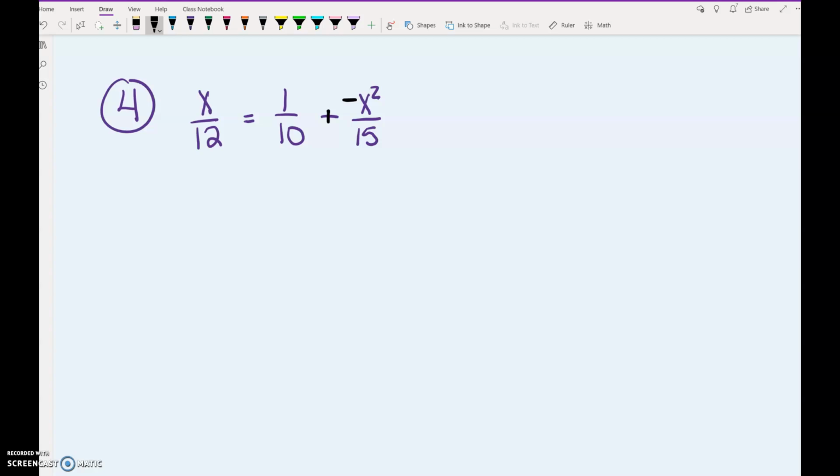Think about the numbers 12, 10, and 15. We need the least common multiple. That means a number that's bigger than 12, 10, and 15, but that number, you have to be able to divide it by 12, you have to be able to divide it by 10, and you have to be able to divide it by 15. Can anyone think of a number that you can divide by 12, 10, and 15?